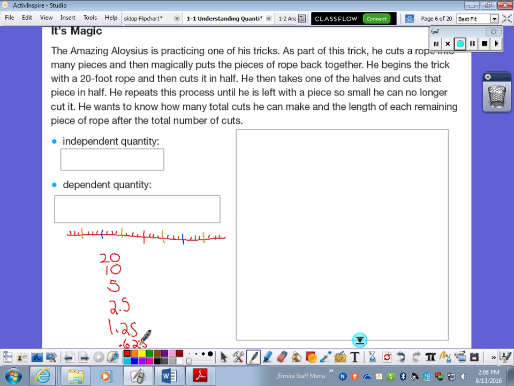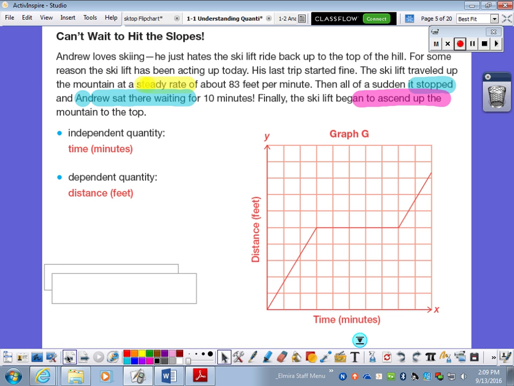Half of that is 10. So we have a loss of 10 feet. But this time we only lost 5 feet. This time we only lost 2.5 feet. This time we only lost 1.25 feet. So the size of the rope is getting smaller, but it's not as dramatic each time.